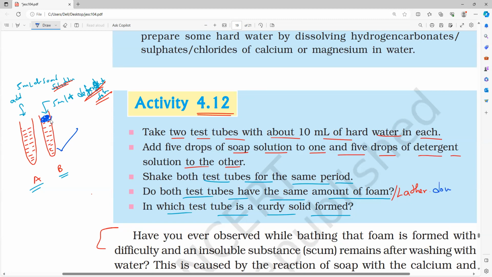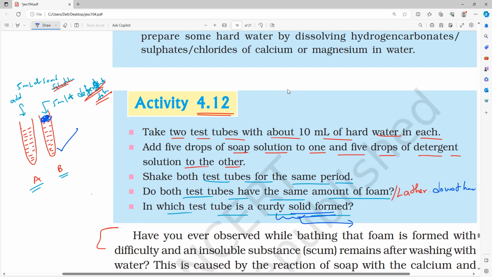No. They do not have an equal amount of lather or foam because detergent reacts better with the hard water. Next, in which test tube is a curd-like solid formed? What do we used to call the curd-like solid?